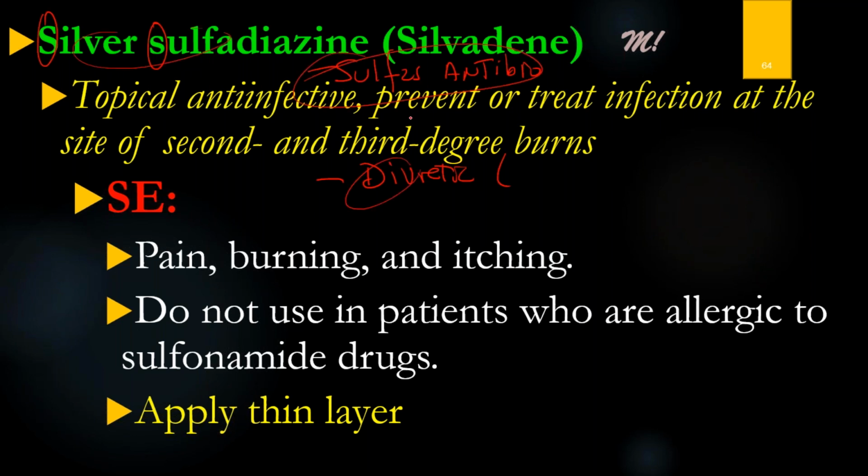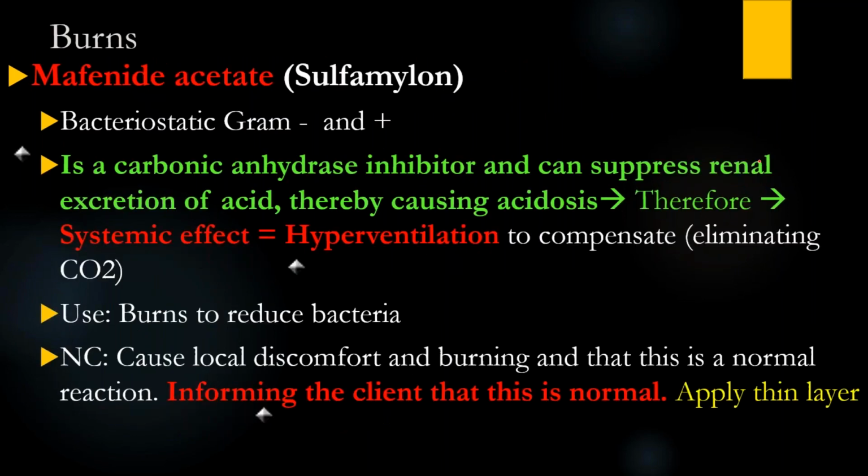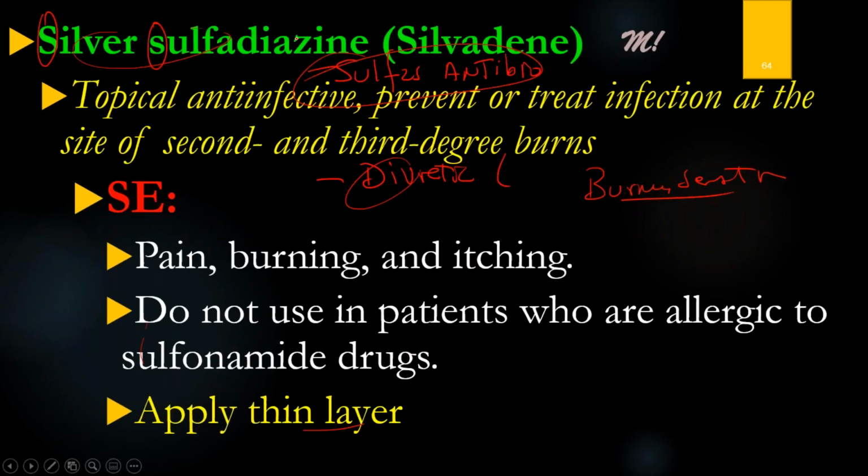Diuretic. So we need to apply a very thin layer. Why? Because all these medications can lead to a burning sensation. Okay. Sulfamylon, the same thing. I'm going to apply it in a very thin layer. Sulfamylon is for burns. The previous one, silver sulfadiazine, is for burns. If you apply too thick, you're going to have, in addition, a burning sensation.